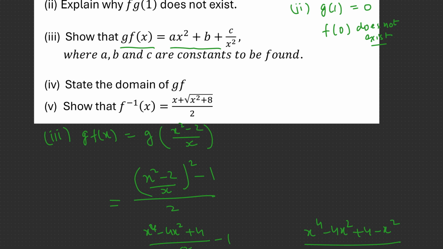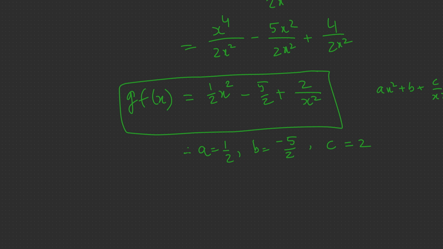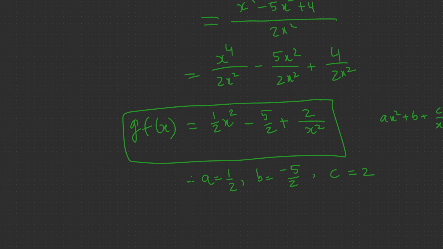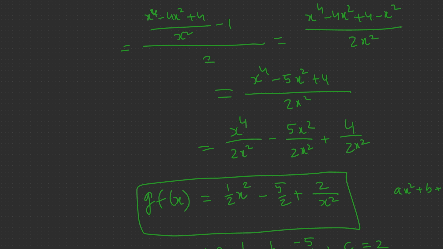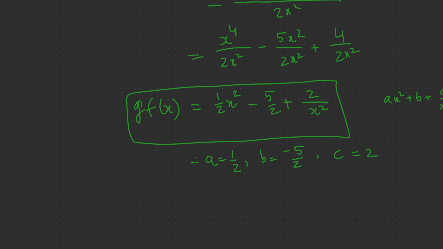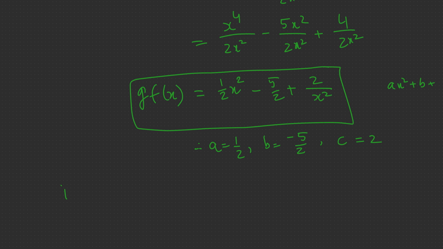Next we need to state the domain of gf. So for the domain of gf, what happens is x cannot be 0. So we say x is not equal to 0.